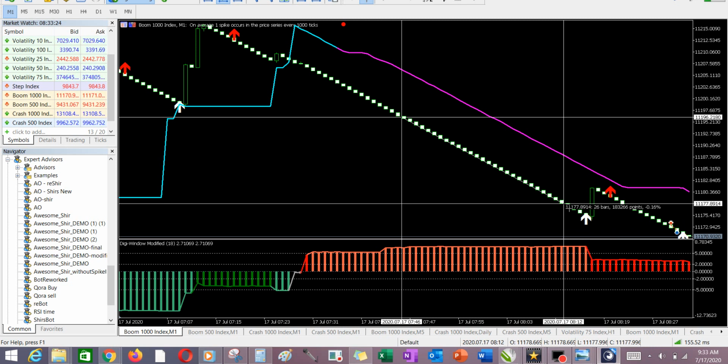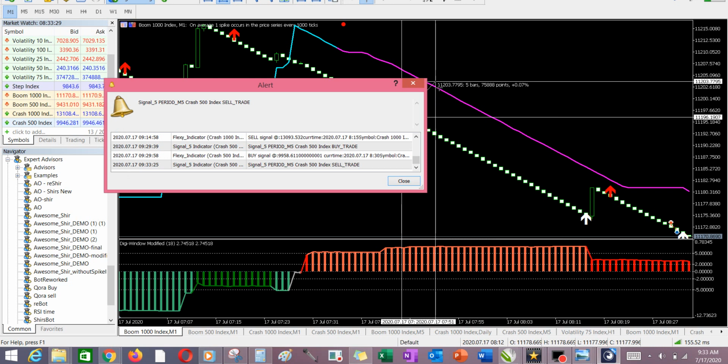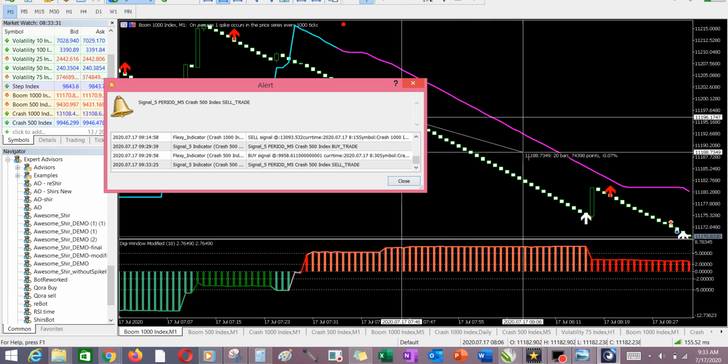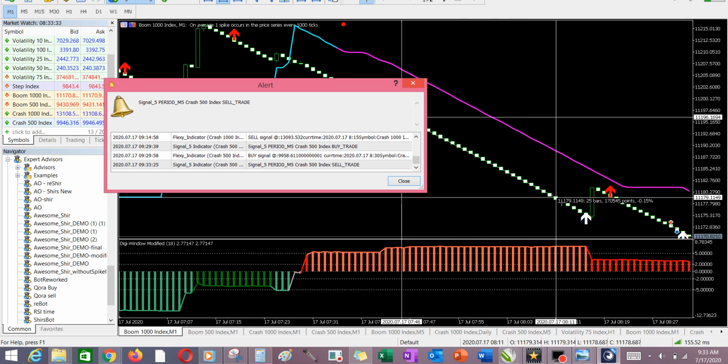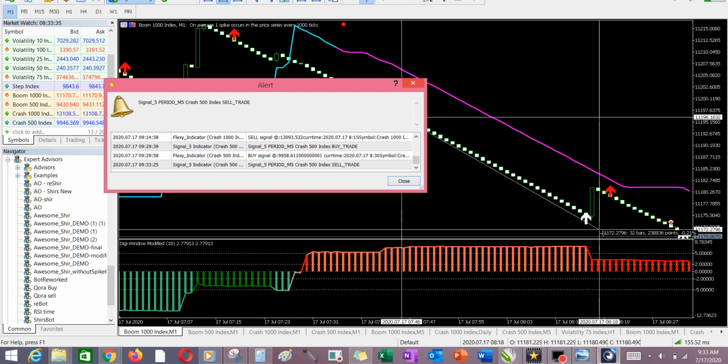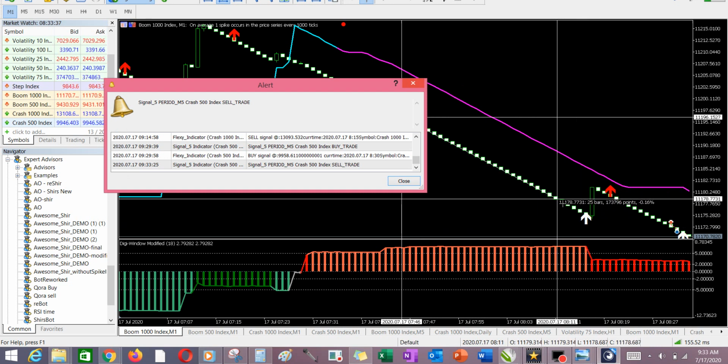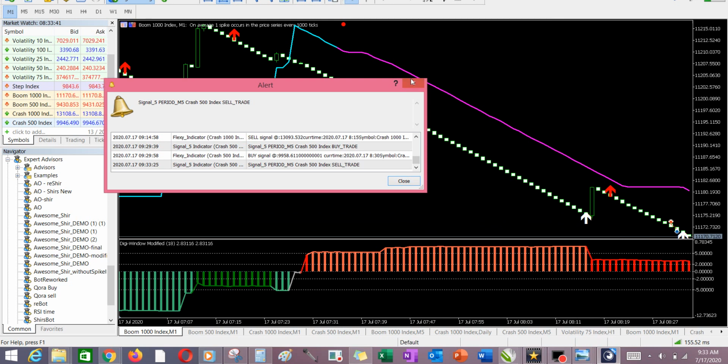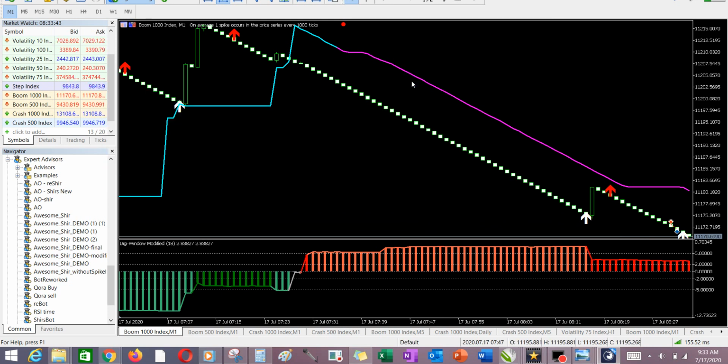So once you see the exit arrow, like I used to tell you, if you are using the crusher indicator, you either exit the market once you see the exit arrow, or you exit the market at the next support level. This time around the exit arrow came out, so you can exit the market once you see the exit arrow. This is giving you 25 minutes candle again.